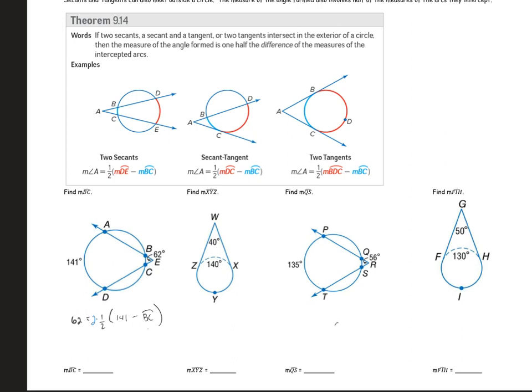So I'm going to get 124. So 124 equals 141 minus arc BC. I subtract the 141 from both sides. You get negative 17 equals negative arc BC, so arc BC is 17.